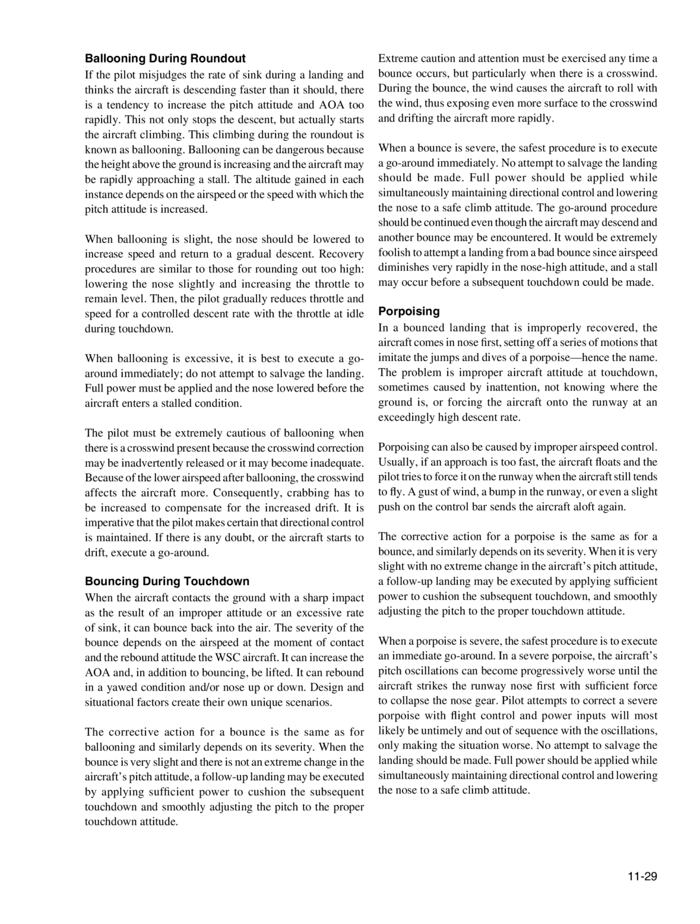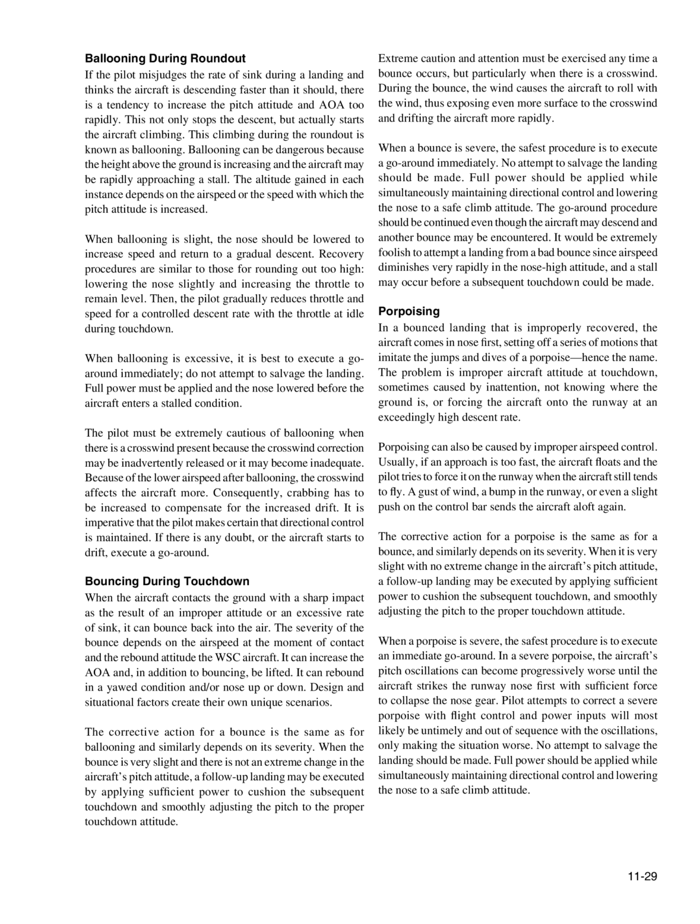A gust of wind, a bump in the runway, or even a slight push on the control bar sends the aircraft aloft again. The corrective action for a porpoise is the same as for a bounce, and similarly depends on its severity. When it is very slight with no extreme change in the aircraft's pitch attitude, a follow-up landing may be executed by applying power to cushion the subsequent touchdown, and smoothly adjusting the pitch to the proper touchdown attitude. When a porpoise is severe, the safest procedure is to execute an immediate go-around.